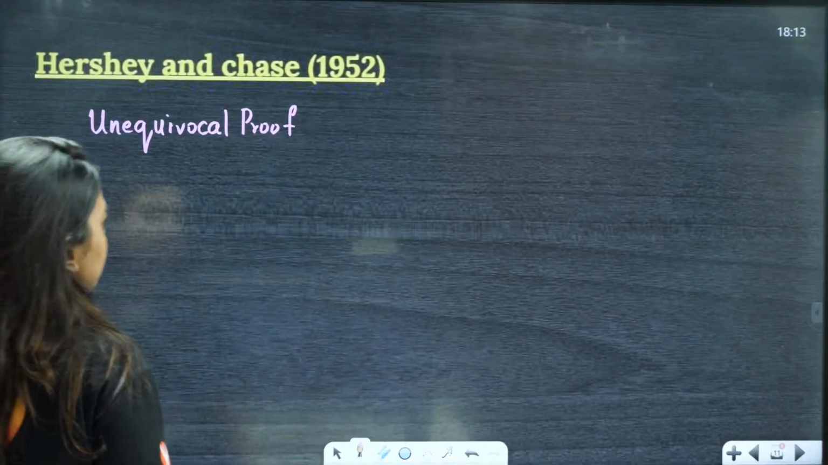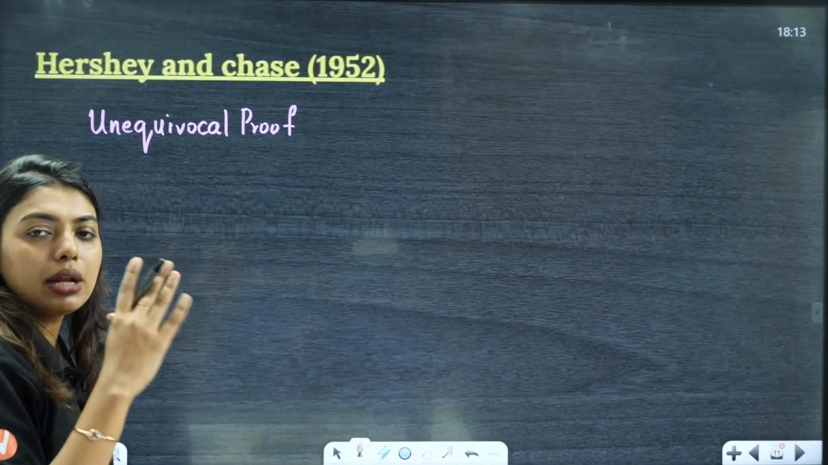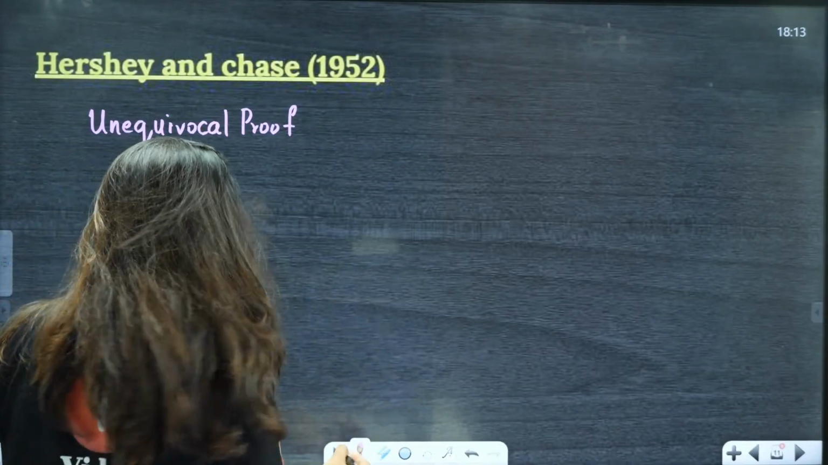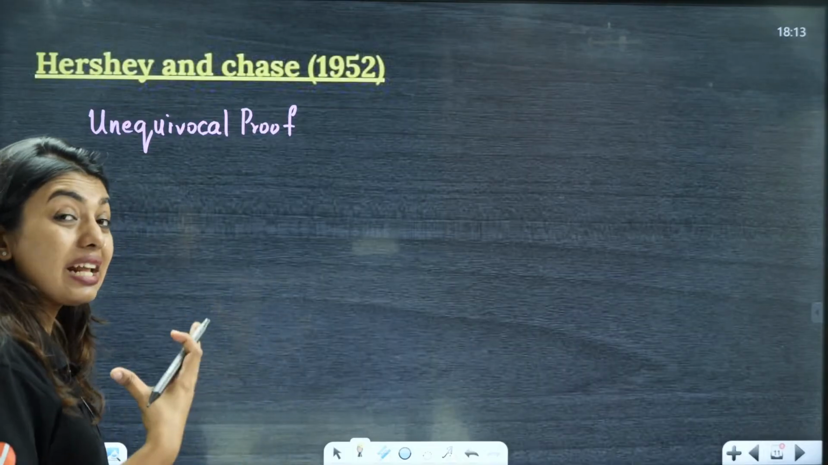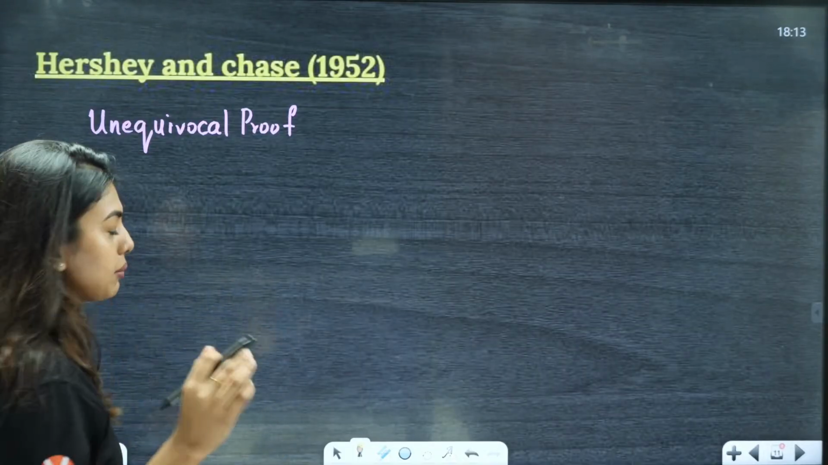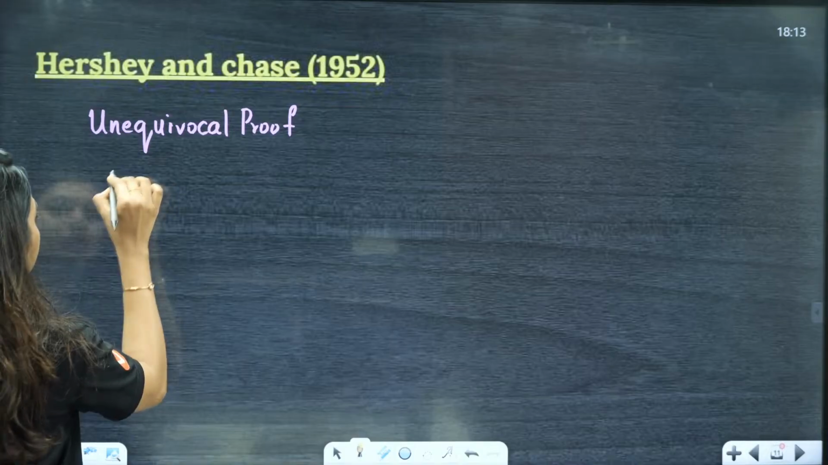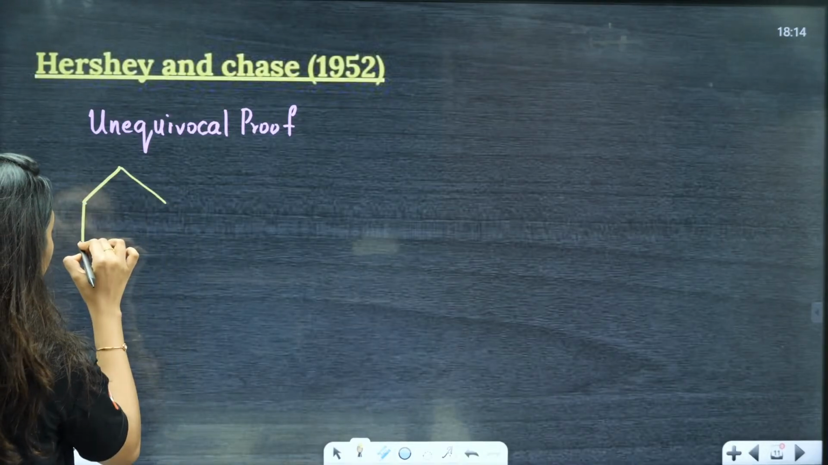Proof that DNA is the genetic material. They proved the ultimate proof that DNA is the genetic material. So here, what is important for you is what setup Hershey and Chase used. First, they used a bacteriophage.